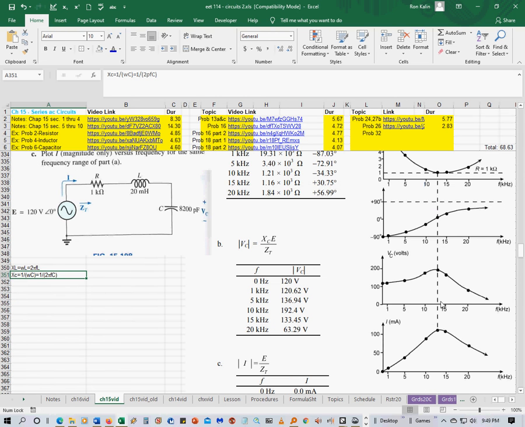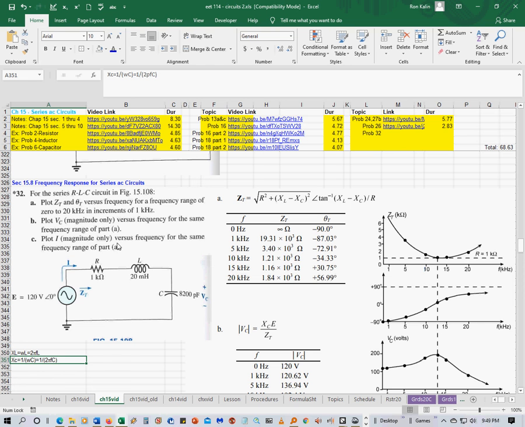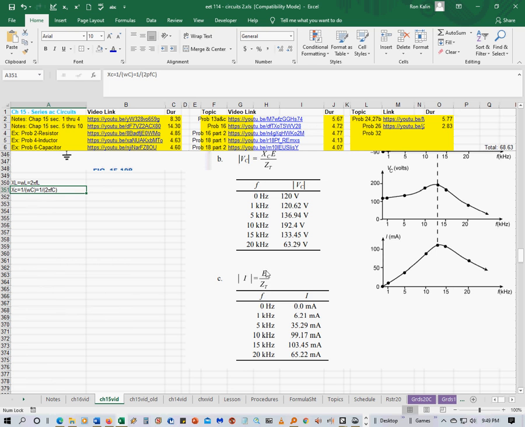It looks like this. And then part C says plot I, the magnitude only, versus frequency for the same frequency range. So again, I is going to be E divided by Z sub T. And when you put in the different frequencies, you get these different answers for the current.